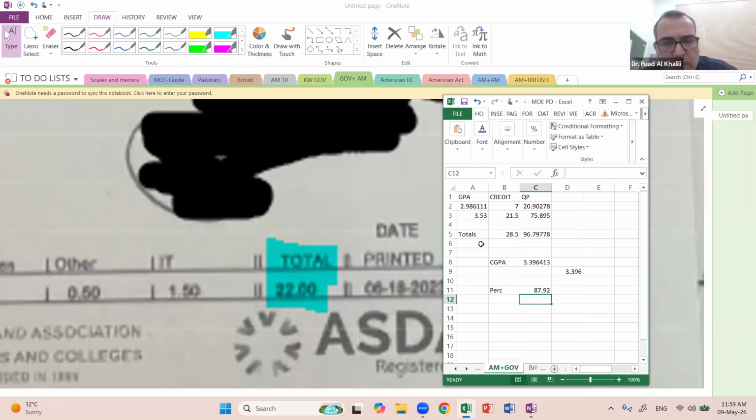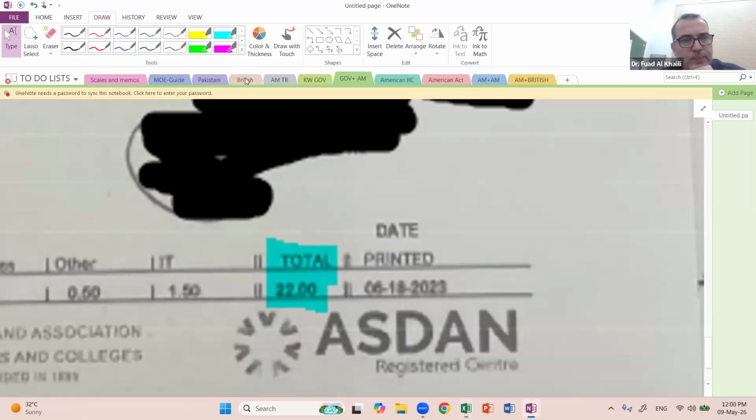For the teacher who asked about the combination of the two transcripts, I think I answered your question. The teacher asked how to combine two report cards. So I just combined the report card from the government and the report card transcript of the American into one cumulative GPA, and this is the way that I explained also the American to American. Now let's go to the British system.